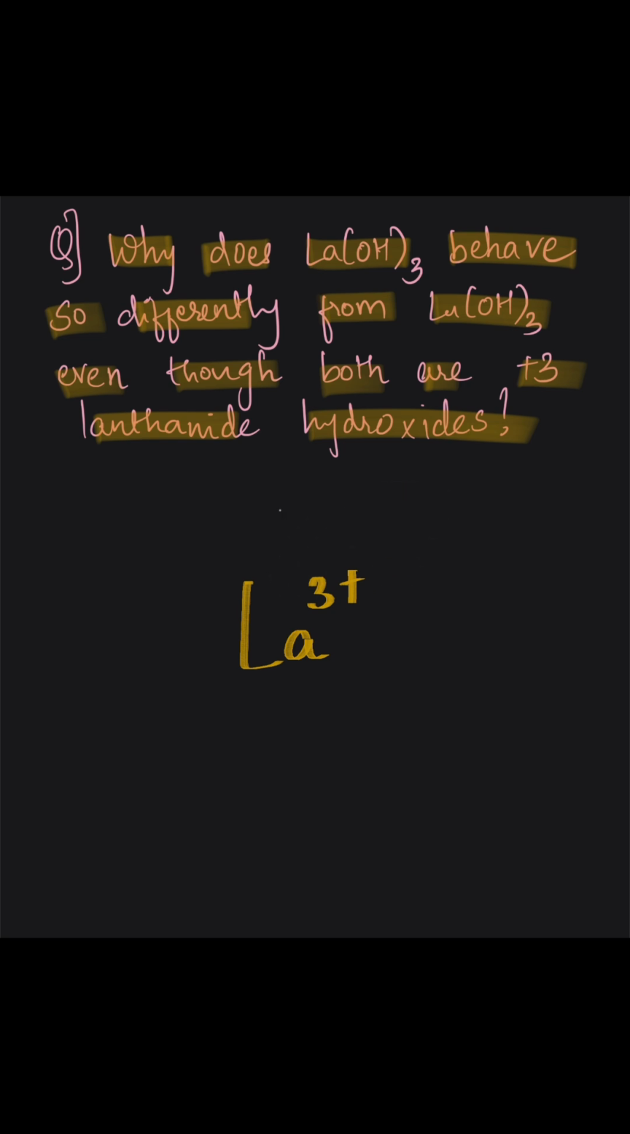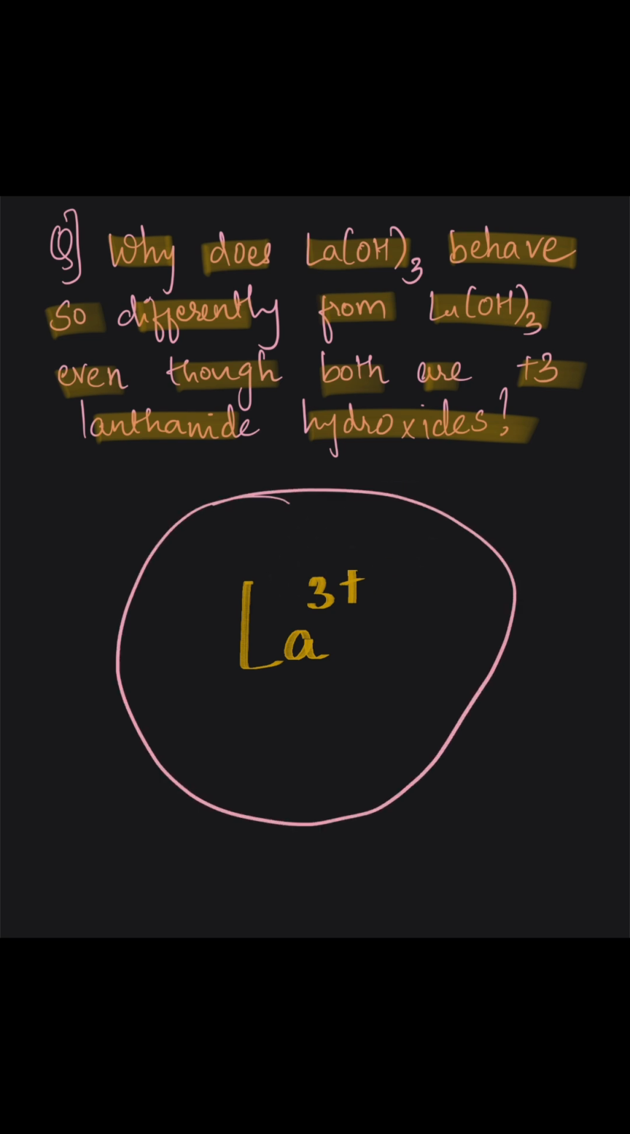Let's try to visualize this. So this is a big La+3 ion, okay? So just try to imagine the size is so large. Here is OH minus sitting. So OH minus are sitting over here. Now, these OH minus are going to leave La+3 easily. They are going to leave easily.